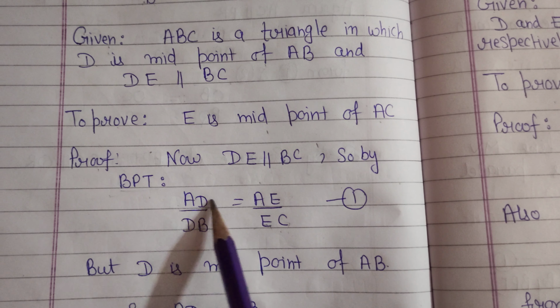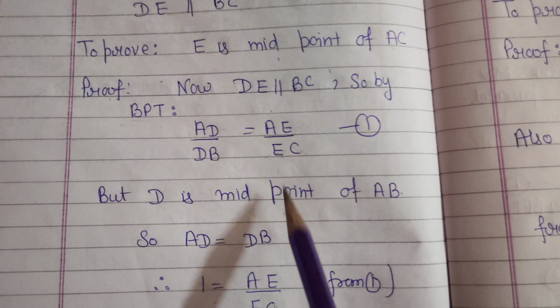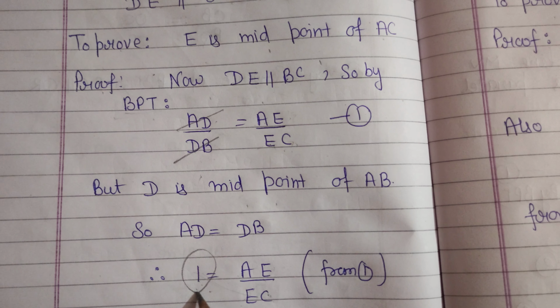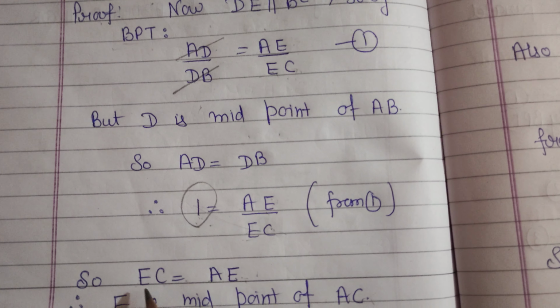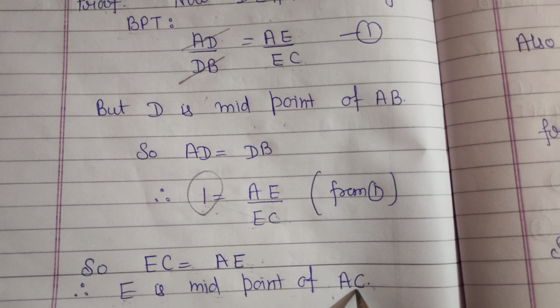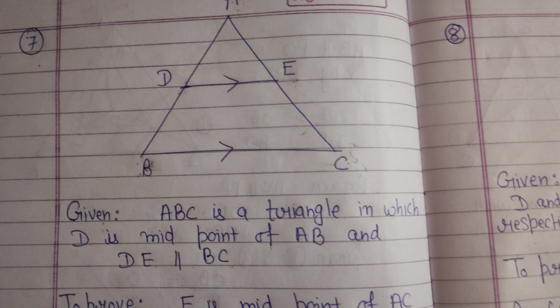I have written AD by DB is equal to AE by EC, but D is the midpoint of AB, so we can say AD is equal to DB. By cancelling out, we will get 1. So AE by EC will be equal to 1. It means EC is equal to AE. So E is the midpoint of AC. So we have proved the converse of the midpoint theorem with the help of Thales theorem.